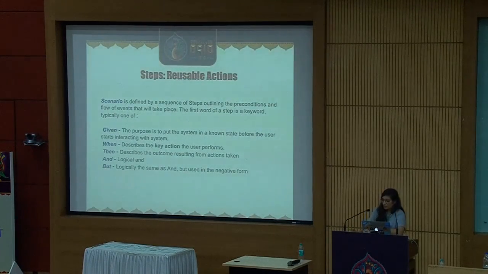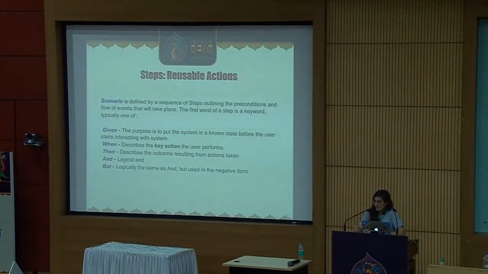For given, you need to know where your system is right now, or you can say in which state my application is right now. For example, I want to be on this URL, so I'll write that given I'm on this URL first, because that is the starting point for my scenario. And then there is when. In when, you describe what user action is going to be done. When I click on this, when I visit this, when I do this, then there comes then. What is expected out of this? What is the outcome of the action that was performed earlier?